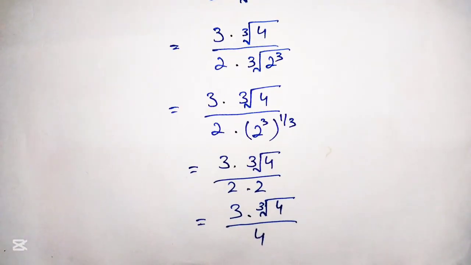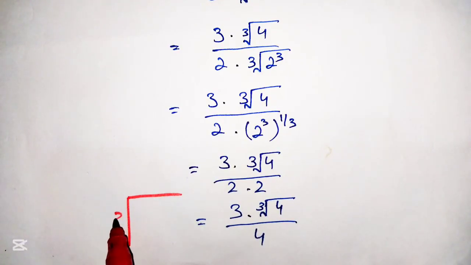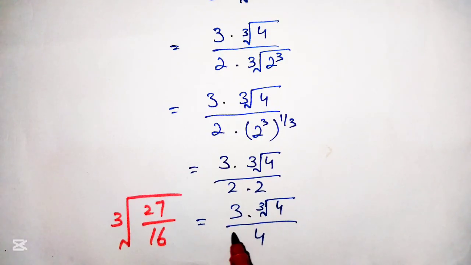We will get 3 times the third root of 4 divided by 4, which is the final answer. Hence we can write the third root of 27 by 16 is equal to 3 times the third root of 4 divided by 4. This is the answer.